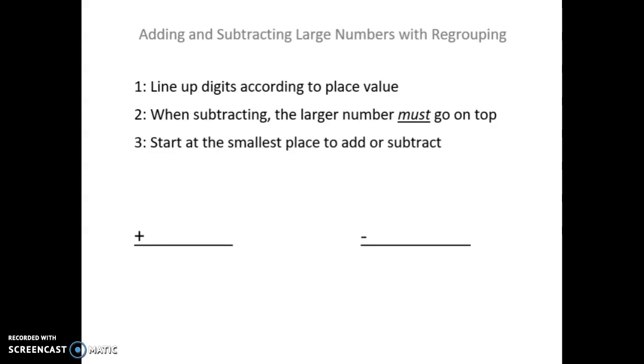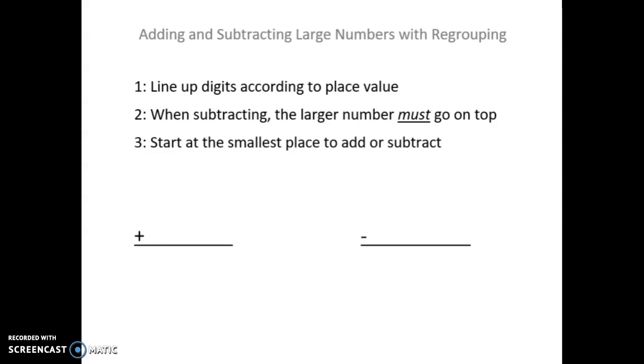When we're adding, it doesn't matter which number is on top or bottom, but when subtracting, the larger number must always go on top. Think about this. I have to have my larger amount on top in order to take away from it. I can't take away from something that isn't there or isn't enough to take away from.